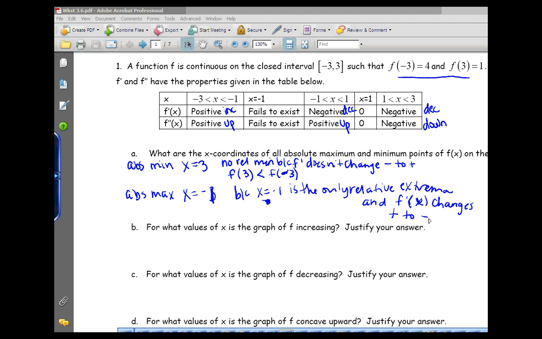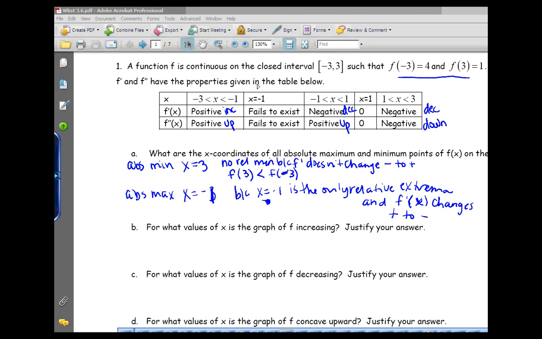Okay, hold off on the fact that at x equal negative 1, the derivative fails to exist. The f of negative 1 does exist because it tells us that f is continuous on that closed interval, but for some reason that derivative doesn't exist, and if you haven't figured out why, you'll figure it out in just a second. All right, B.